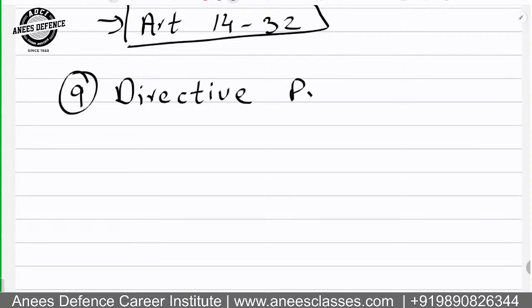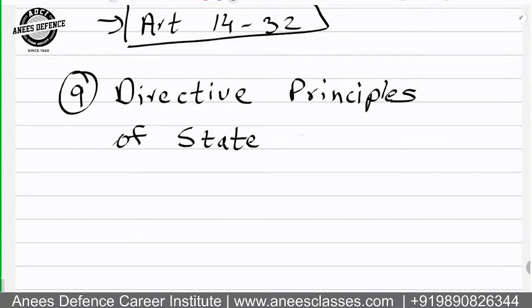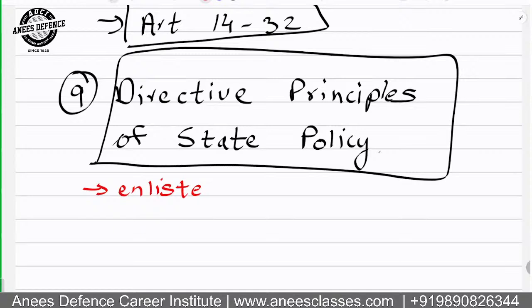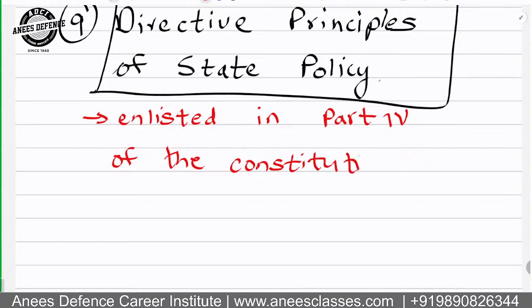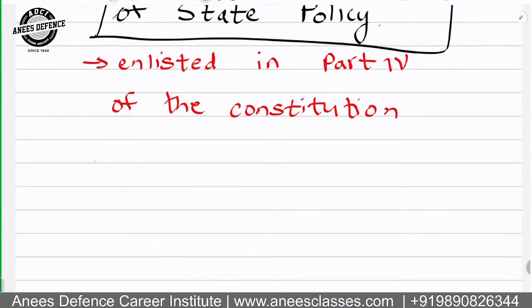Directive principles of state policy. These are enlisted in Part 4 of the Constitution. What are the articles for this? Fundamental rights we have ended on 35. So 36 to 51. Article 36 to 51.